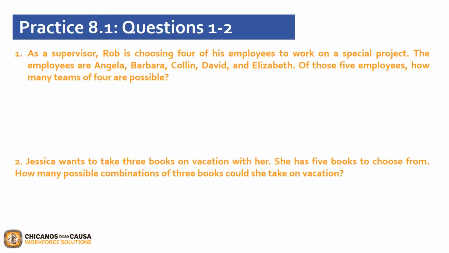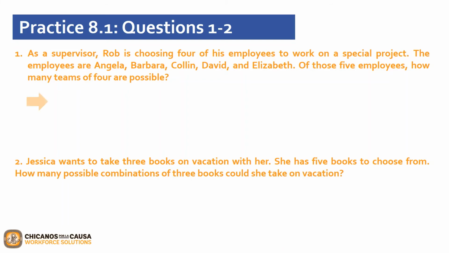Alrighty, let's look at our first question. As a supervisor, Rob is choosing 4 of his employees to work on a special project. The employees are Angela, Barbara, Colin, David, and Elizabeth. Of those 5 employees, how many teams of 4 are possible?